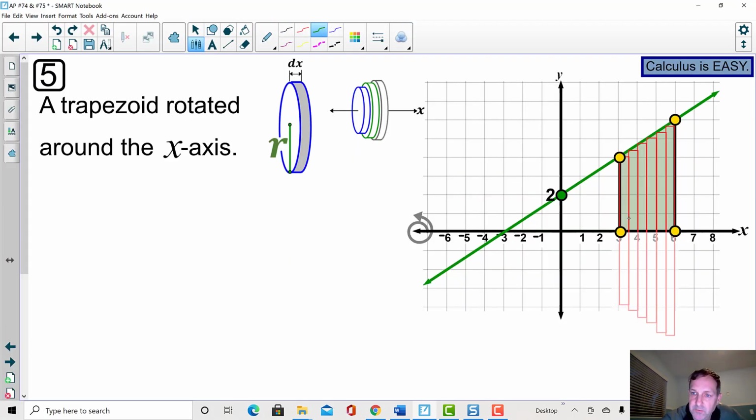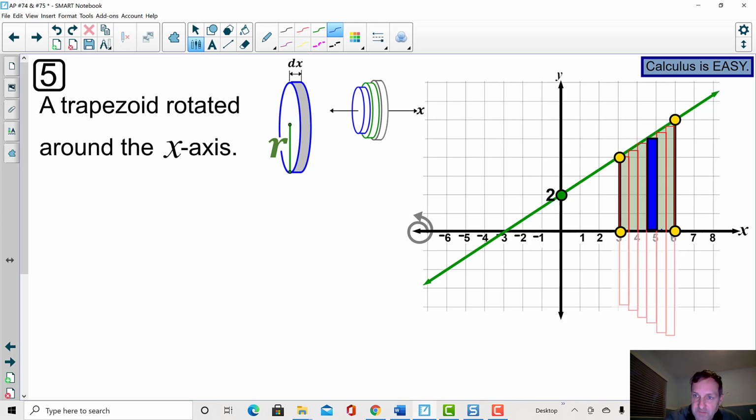Okay, for this example, they're just giving you 4 points, and they're telling us that that's a trapezoid. And we want to rotate that region, that shaded region, around the x-axis. The tricky part for this example is just to notice that the top of that would just be a line. Now that's going to be important later because to find r, we've got to find the distance from here to here. So we need top minus bottom. And the top is just going to be the equation of that line.